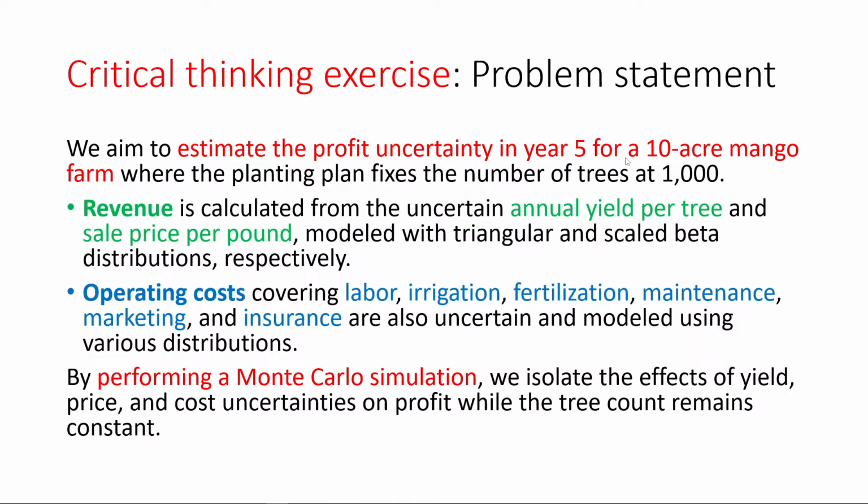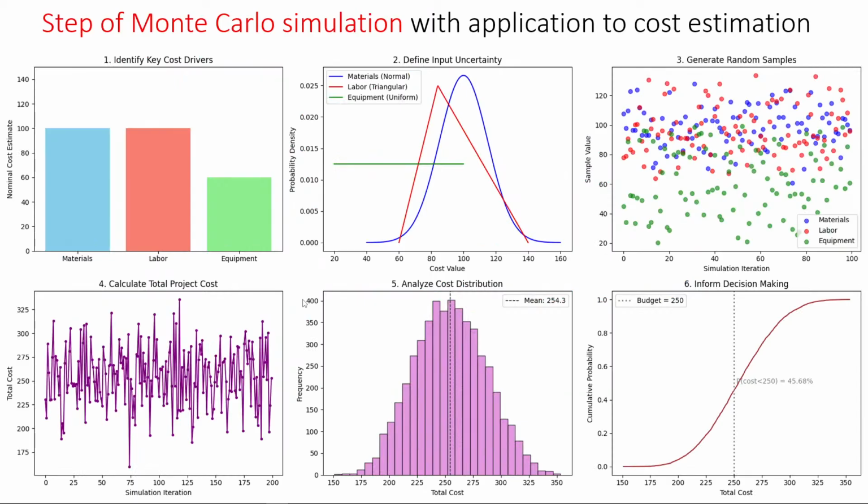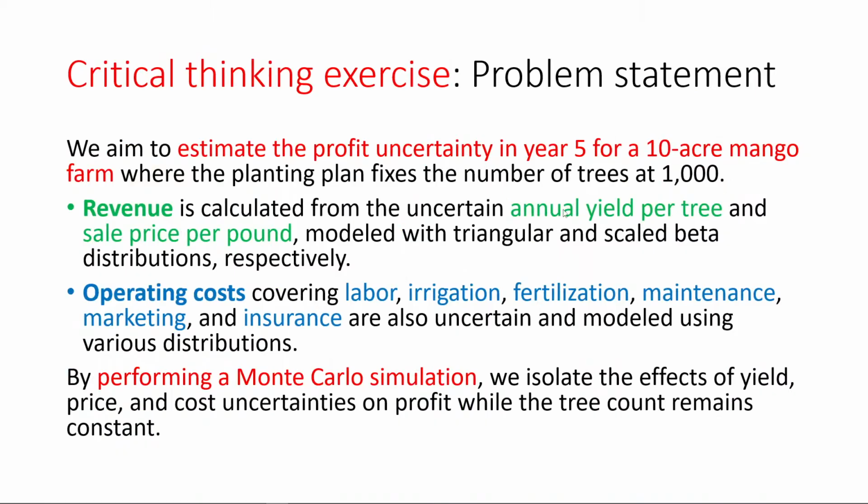So this is deterministic. I want to show you this is deterministic, this is uncertain, and all these guys are uncertain. So here, what I just showed you is the first step: identify key cost driver. In that case, these are not cost, but profit drivers. So the key profit drivers are yield per tree and sales price per pound. This is with respect to the revenue.